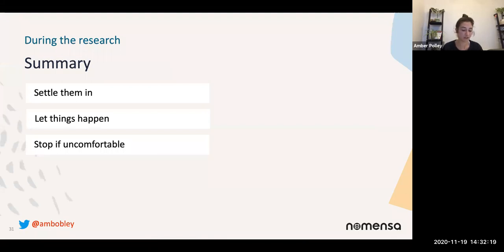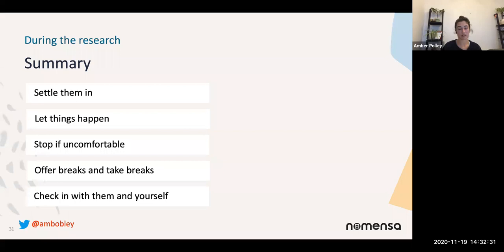As much as you have a serious boss or client putting pressure on you, you need to put your health and the participants' health first and foremost above absolutely anything. Offer breaks and take breaks yourself, and check in with yourself and them during the research. That is very important.